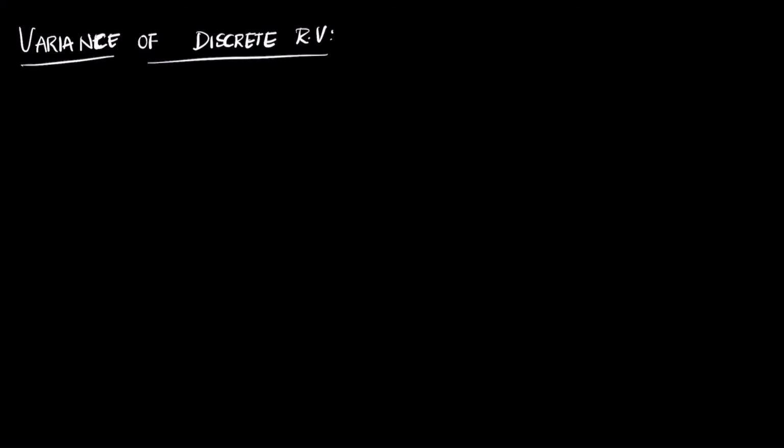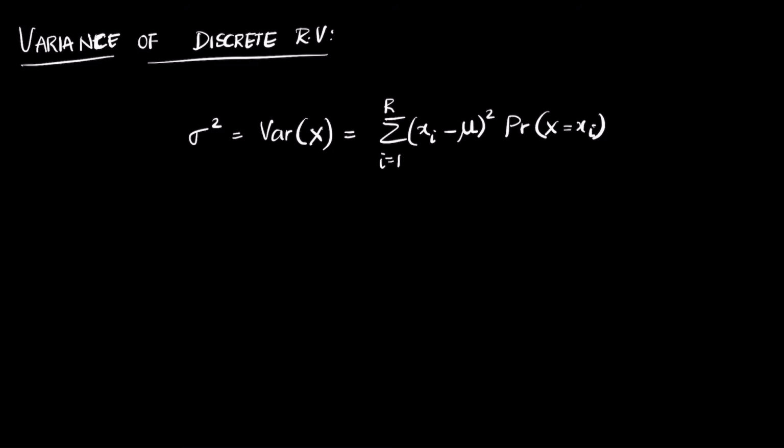So pause the video right here and try to solve this problem. Next, let's calculate the variance of a discrete random variable. The variance we already know is represented by sigma square. It's also represented by Var of x. So the variance of the random variable x is given by sigma i equal to 1 to r, xi minus mu whole square, times the probability of x equal to xi. So this is the idea behind the variance of discrete random variables.